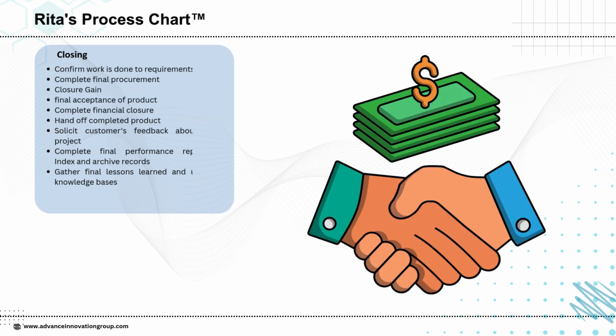The closing phase marks the formal end of the project. It begins with confirming that all work has been completed according to requirements and that final procurements are settled. The team then secures the customer's final acceptance of the product or service. Financial closure is completed and the finished product is formally handed over.